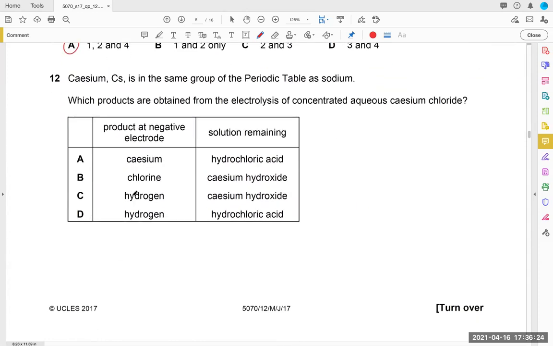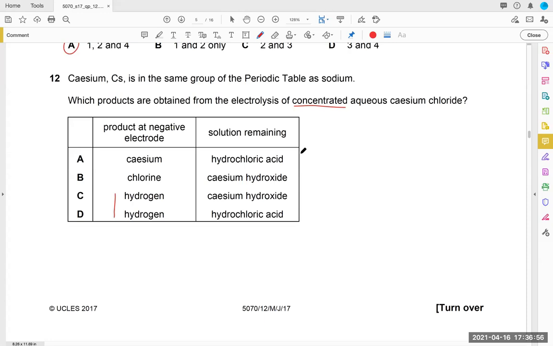Cesium is in the same group of the periodic table as sodium. Okay, so it's in group 1, which means the properties we would expect from it should be the same as sodium. Which products are obtained from electrolysis of concentrated cesium chloride? So when you have concentrated salt, that salt will break down as well. But on the cathode, we will get hydrogen because that is less reactive. Okay? So it's going to be one of these two.